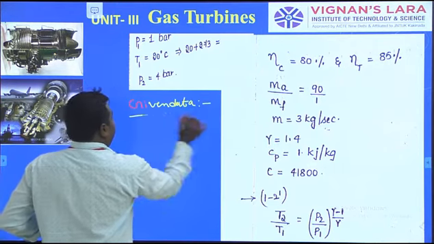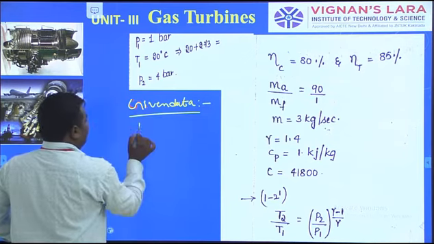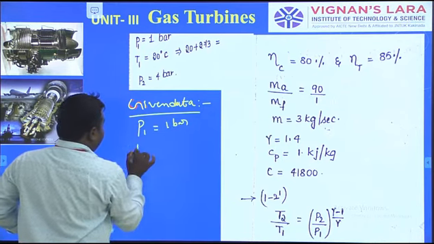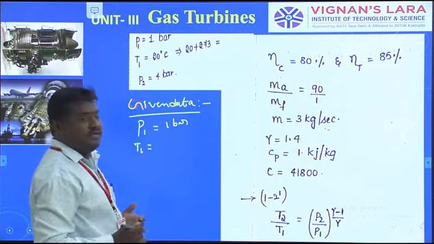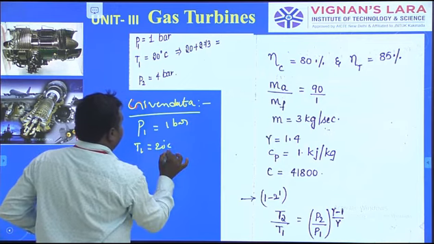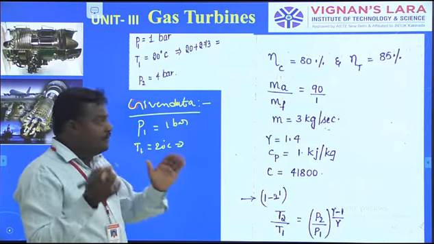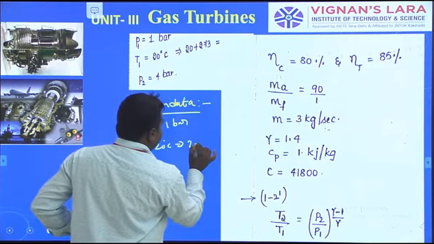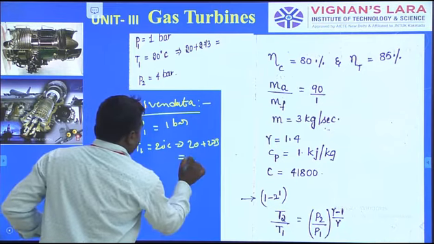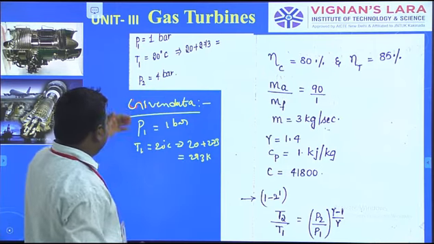First, we have to write the given data. So, what is given? The pressure P1 is given as 1 bar, and the temperature T1 is given as 20 degrees centigrade. We have to convert the centigrade to Kelvin. Then 20 plus 273, okay, so 293 Kelvin.